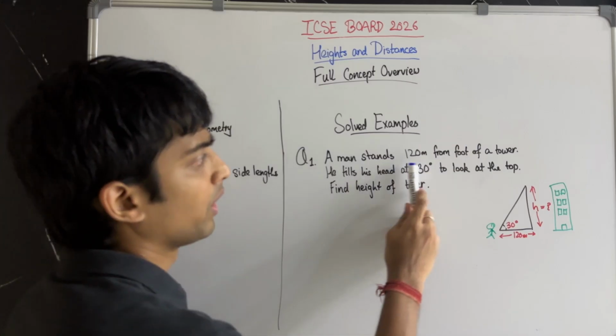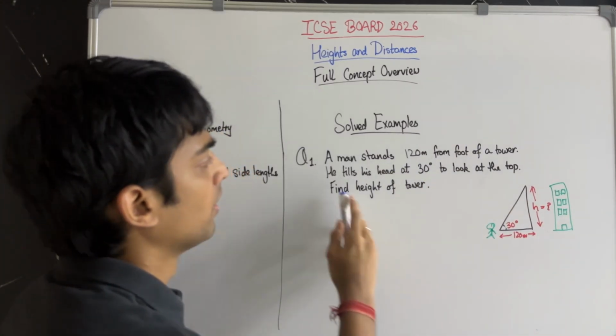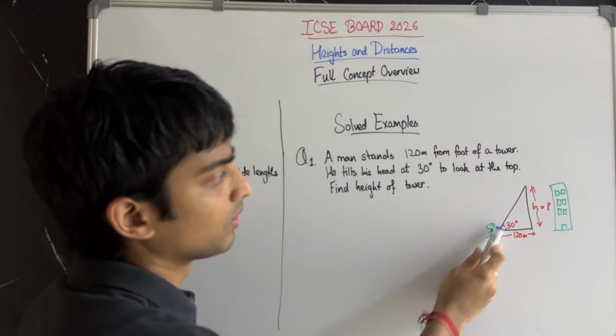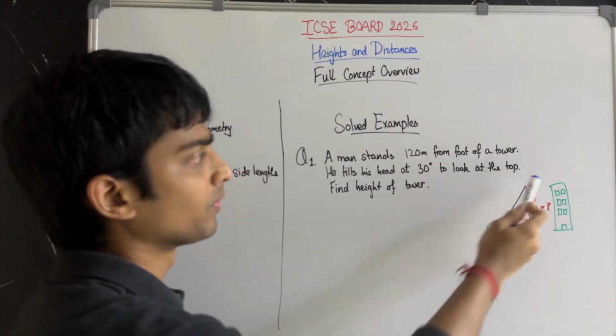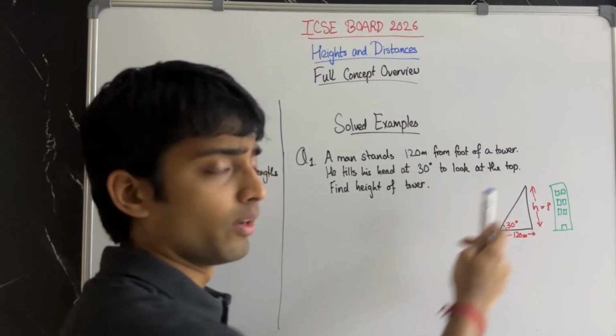A man stands 120 meter from the foot of the tower. So this will be 120 meter. He tilts his head at the angle of 30 degree to look at the top. So this is the line of sight till the top of the tower. Find height of the tower. So this is the height of the tower which we have to find.